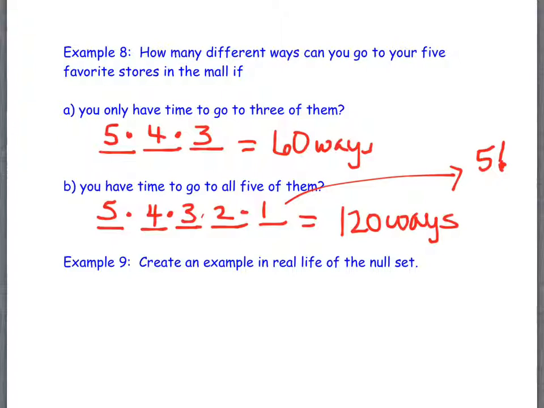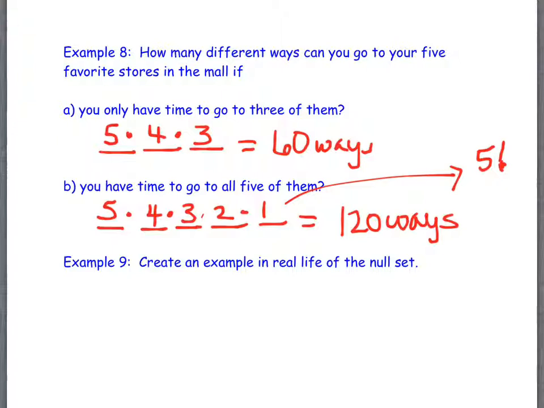Last example, example 9. I want you to do this before you leave. You have to write something down. I want you to create an example in your real life of a null set. A null set is what? A set with nothing in it. I gave you an example last week of a null set in my life: the teenagers that live in my house. Very temporarily, I get to say the teenagers that live in my house is a null set. So what is a null set in your life?